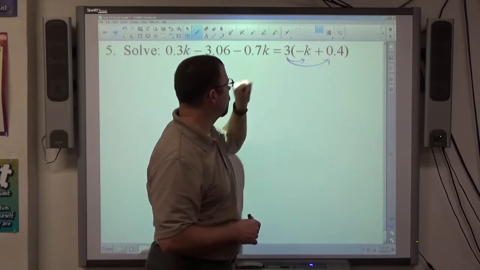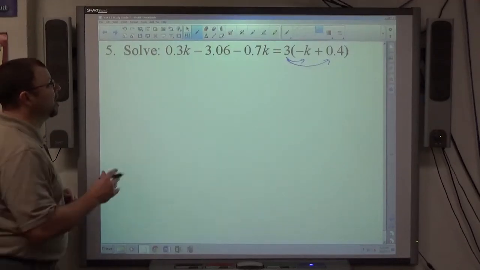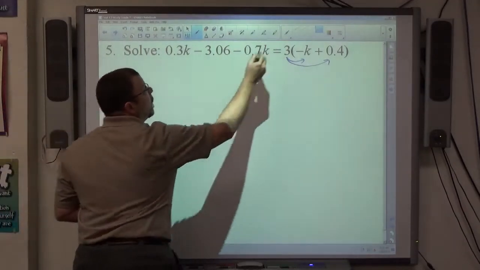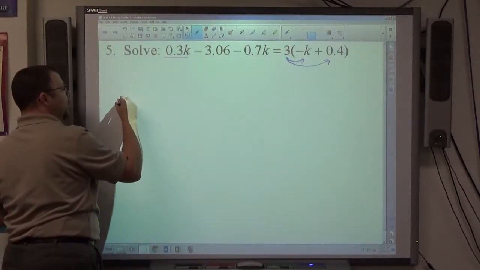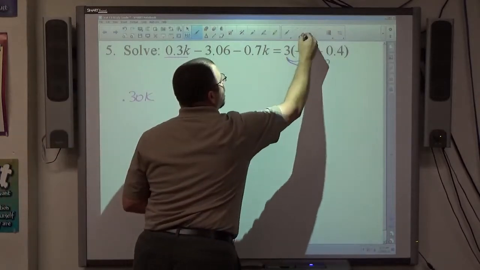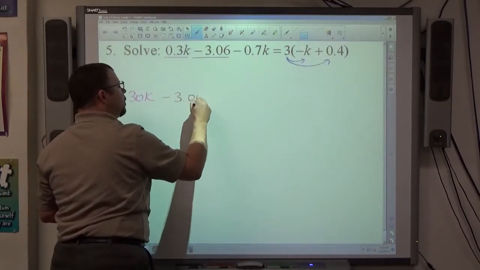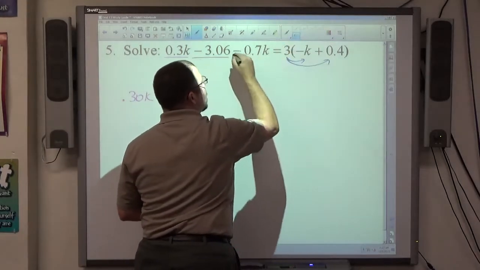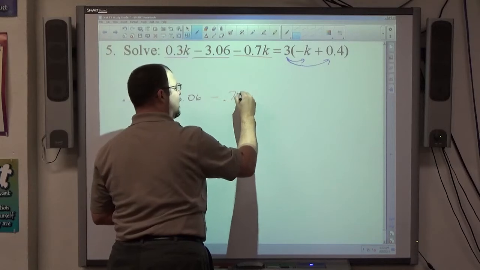Don't worry about this, don't worry about that so much. So 2 decimal places is the most anything has. So I'm going to make everything have 2 decimal places. So as I rewrite this, I'll use different colors. So 0.3k is going to be 0.30k. Minus 3.06 is going to stay minus 3.06. Minus 0.7k is going to be minus 0.70k.